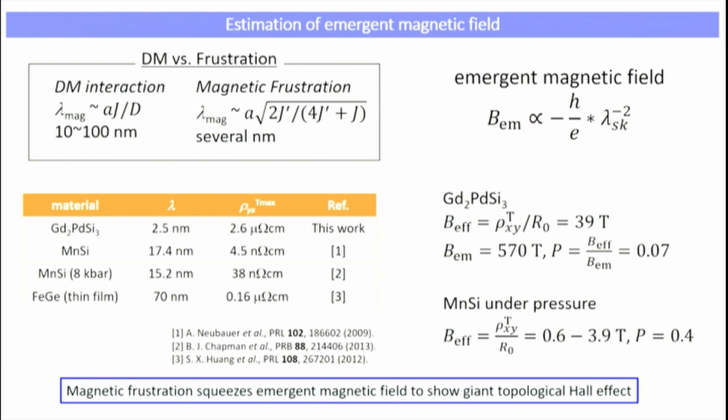Okay, so getting the information of the spin texture, we can estimate the emergent magnetic field. This is a list of the skyrmion materials comparing the wavelengths and topological Hall signal. As you can see, the gadolinium compound has the shortest magnetic modulations, and the topological Hall signal is the largest. You can estimate the emergent magnetic field by using the magnetic modulation wavelength. It is estimated to be 570 Tesla, and compared with the value estimated from the topological Hall effect, it's 10 times smaller than this value.